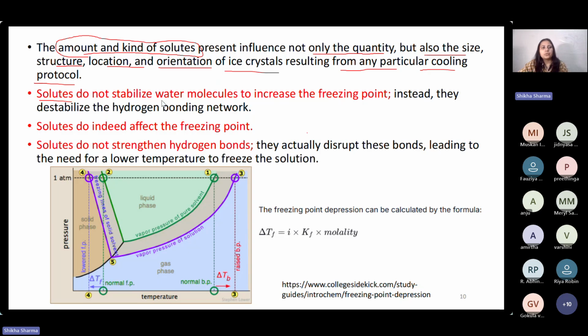So solutes do not stabilize water molecules to increase the freezing point. Instead, they destabilize the hydrogen bonding network. So that's why it's disrupting the freezing point. The solute does indeed affect the freezing point. Also, it destabilizes the water molecule structure. Solutes also do not strengthen the hydrogen bonding. They actually disrupt these hydrogen bonds, which will lower the temperature at which the solution freezes.